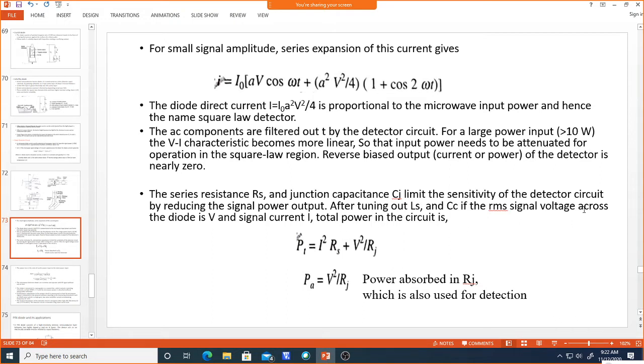That is the RMS signal voltage, the signal current I, and also the total power in the circuit. The total power in the circuit is given by this equation, which is I square into Rs, the series resistance, plus V square by the junction resistance. And the power absorbed by the resistance Rj in the junction is given by V square by Rj, which is also used for the detection purpose.